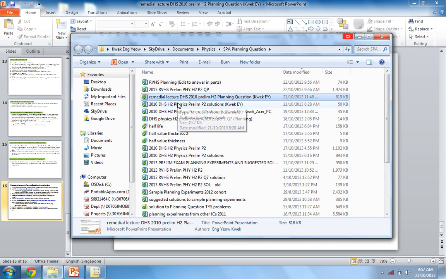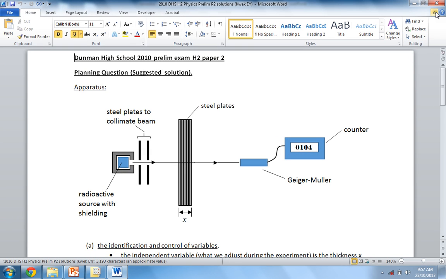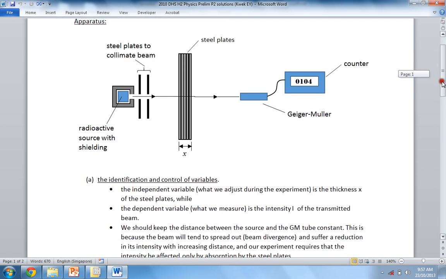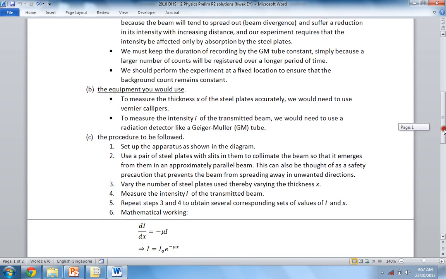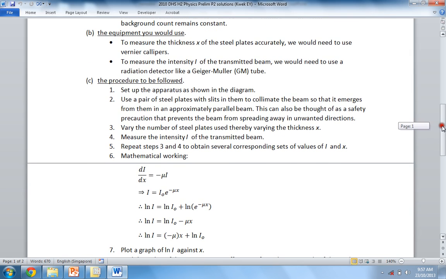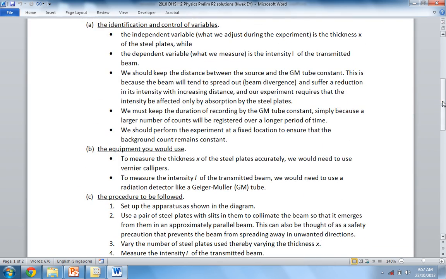Once you have done that, you basically put everything into your write-up. The write-up looks something like this. It's basically copy and paste. First you draw the diagram, then you put part A. It's a bit like writing a GP essay. Before you start writing, you write down the points on the rough paper, and then you slot them into the relevant sections.